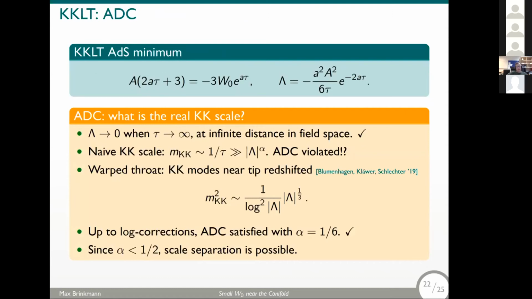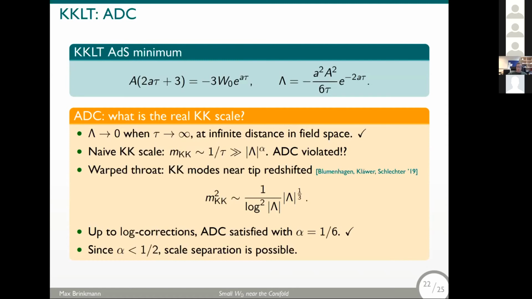KKLT's AdS minimum seems to be fairly robust. The minimum is given by the typical transcendental equation, and the cosmological constant can be calculated there. Indeed, we see that the cosmological constant goes to 0 when we send tau to infinity, which is at infinite distance in field space. So that is already the first check. However, naively, the KK scale is 1/tau, which is of course much larger than any power of alpha of the cosmological constant. So at first glance, the ADC seems violated.